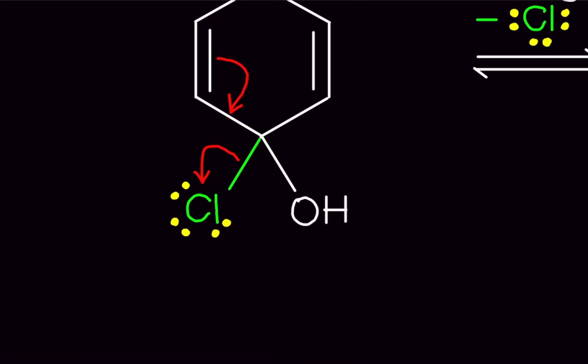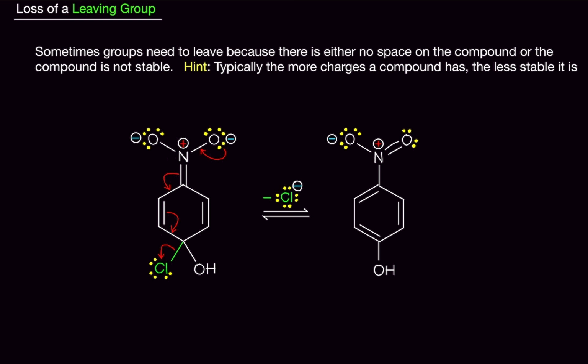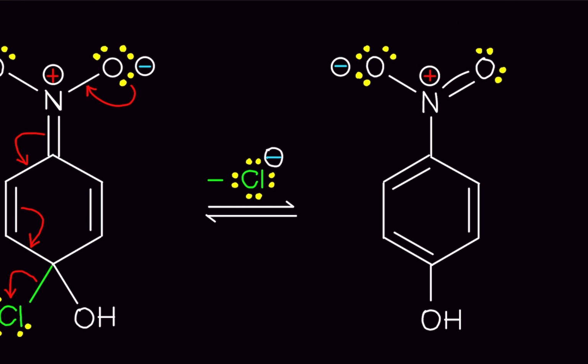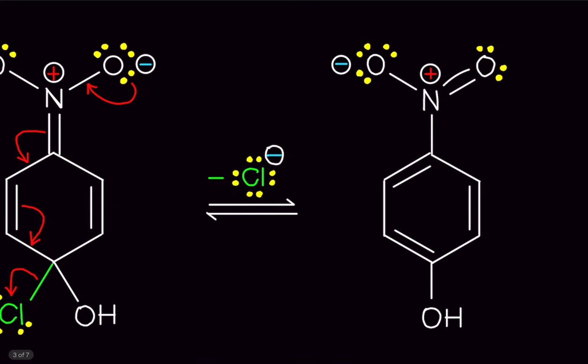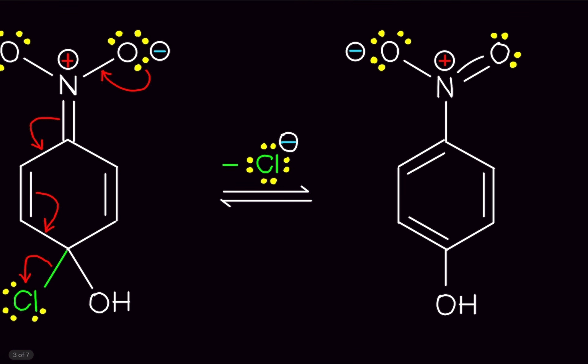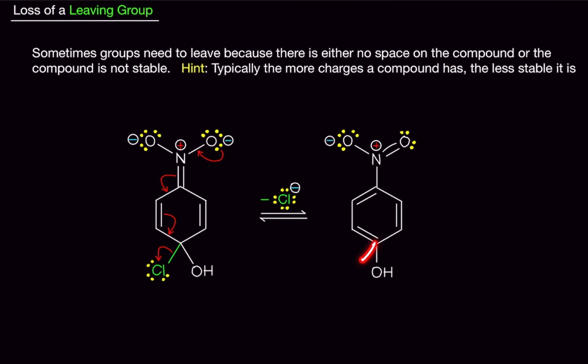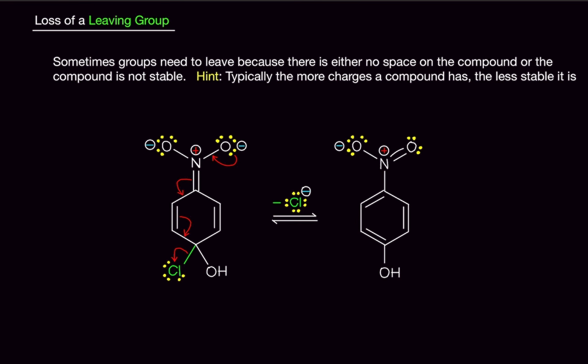So something needs to leave. It's either going to be the chlorine or it's going to be this OH group. It's going to be the chlorine because the more electronegative atom leaves. Chlorine is more electronegative than oxygen, so chlorine's going to want to leave. So what we do is depict it by drawing these 2 equilibrium arrows and showing a subtraction sign, and the chlorine leaving. So this is telling me that the chlorine is leaving. Then we are left with this molecule right here. Notice the chlorine is now gone. That's what loss of a leaving group is.